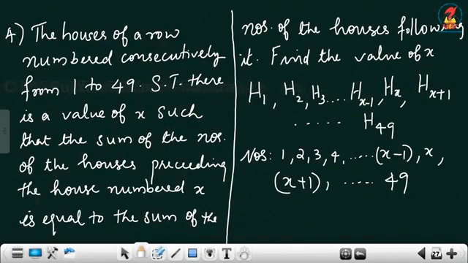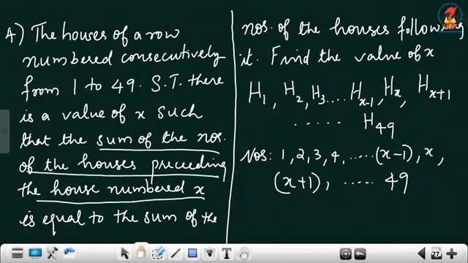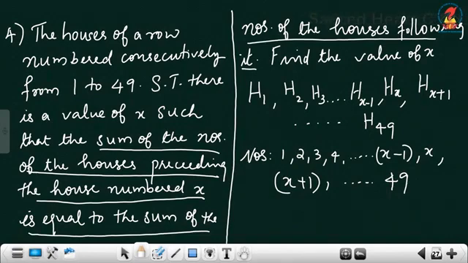These are the numbers. We need to find the value of x and one condition is given. The condition is this: the sum of the numbers of the houses preceding the house numbered x is equal to the sum of the numbers of the houses following it. The sum of the numbers of the houses preceding x means all these.